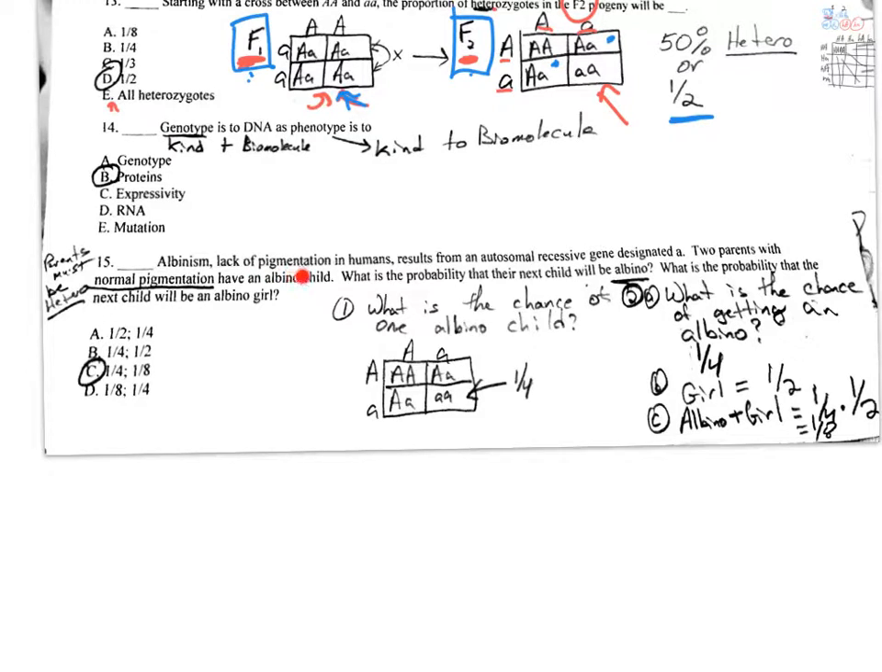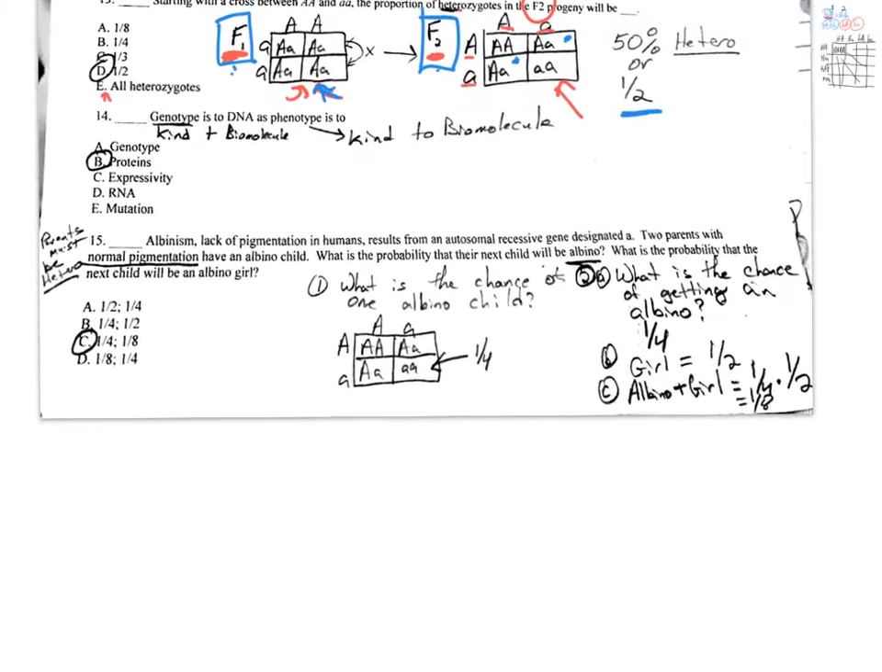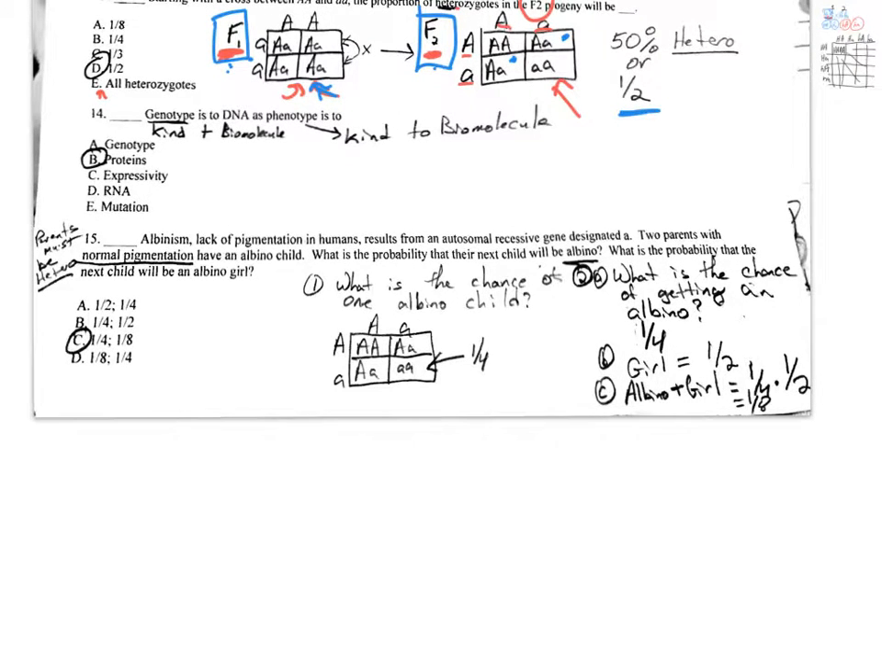So albinism is a lack of pigmentation in humans. We talked about it in class a lot. One of the reasons I talked about it a lot is because I knew it was going to be on your test. It results from an autosomal recessive gene designated little a. So recessive is going to be little a. Two parents with normal pigmentation. What does that tell you if they have normal pigmentation and they have an albino child? What does that tell you automatically? They have the trait. So it's big A, little a. So they're heterozygotes.